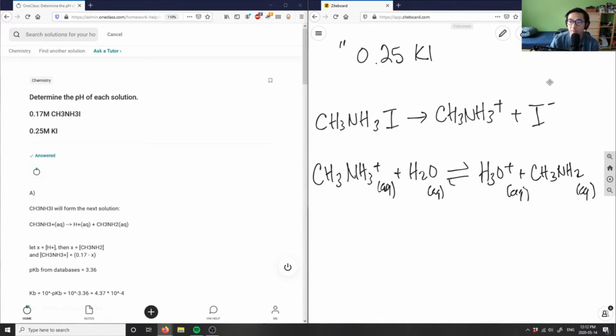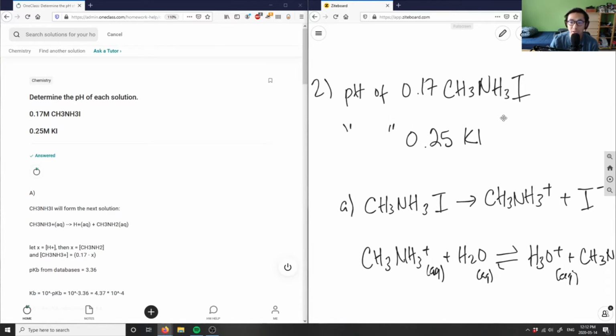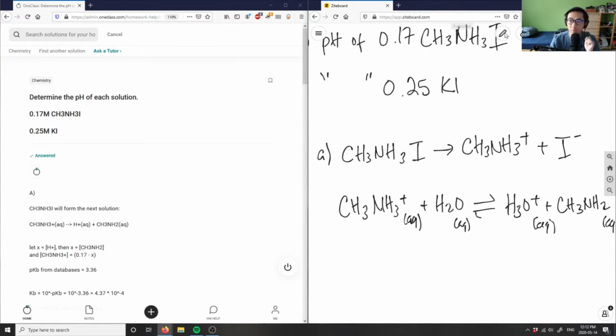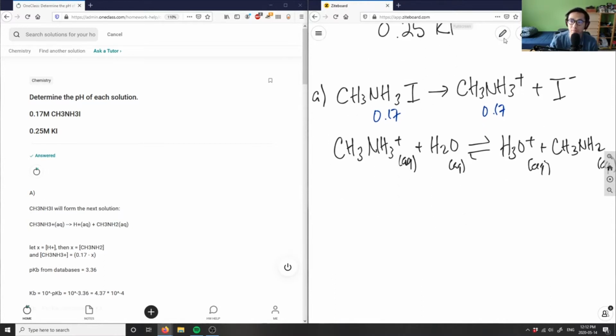Again, I'm looking at my concentration here. I have 0.17 M, so you can assume this was 0.17, and this could also be 0.17, which means in my ICE table this is also 0.17. So my concentration of this cation is 0.17 molar. What we need now is the Kb of this solution in order to solve for this equation.